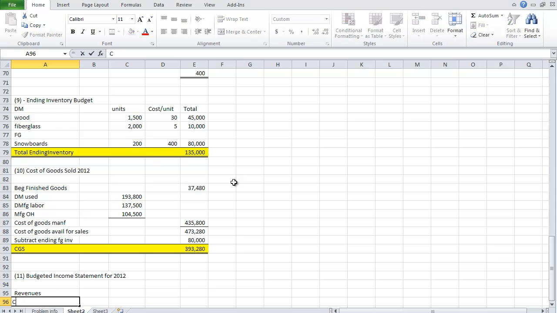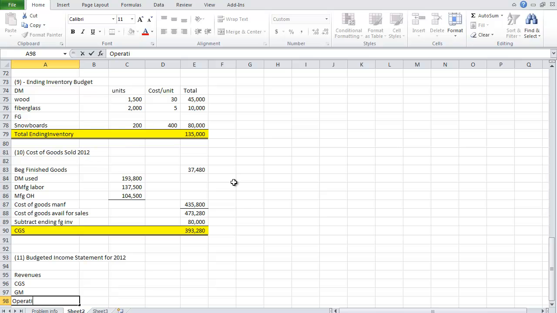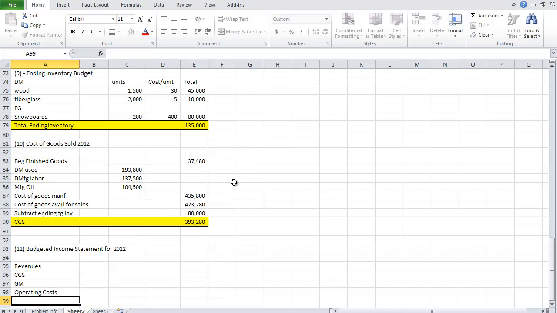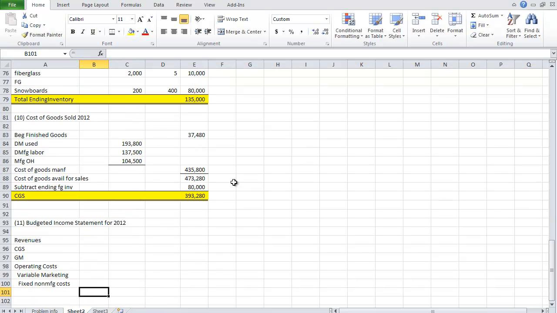We're going to take out the cost of goods sold. That'll give us gross margin. From there we have operating costs. We know that those operating costs were variable marketing. We also had fixed costs that had nothing to do with manufacturing, so it's not part of our cost of goods sold. So this is non-manufacturing costs. And when we take those things out, we'll come down to operating income.